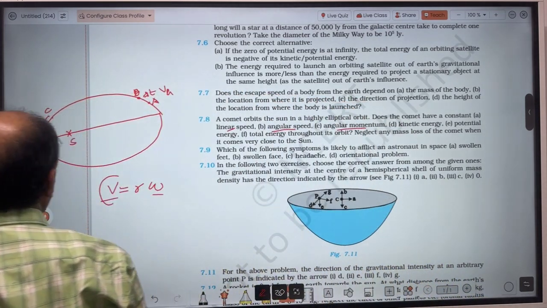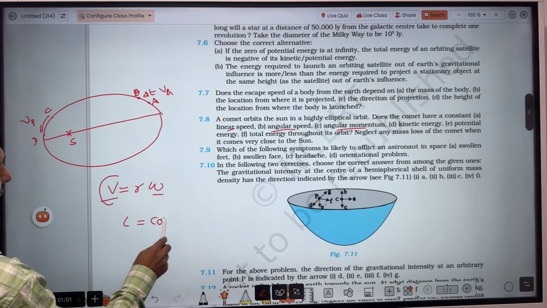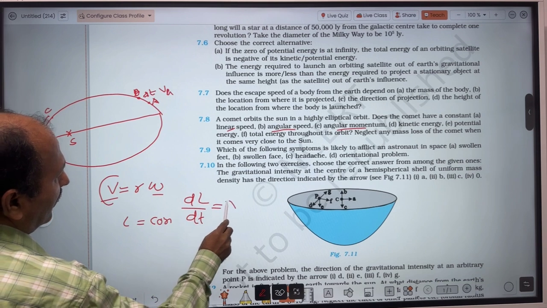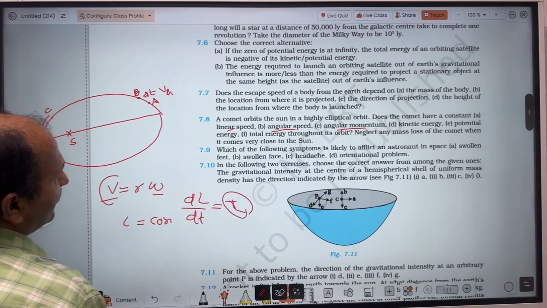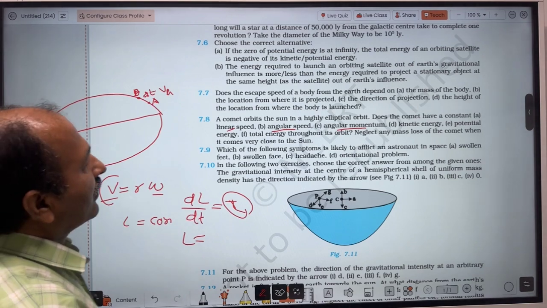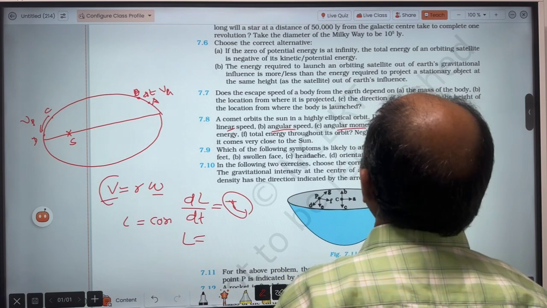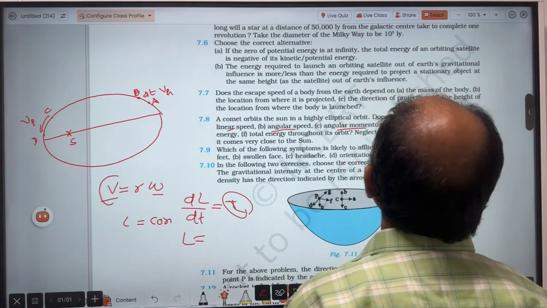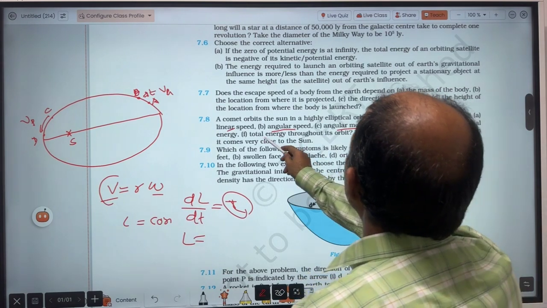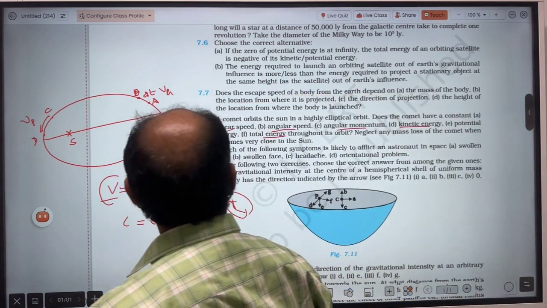Angular momentum: in planetary motion, if you remember, there is no external torque. If there is no torque, then L will remain constant, because dL upon dt equals tau. And since tau is absent, L will be conserved, or L will be constant. Then next comes kinetic energy. It depends on velocity, so it will change. Potential energy depends on position, so it will change. Total energy will not change. So I think you have understood.